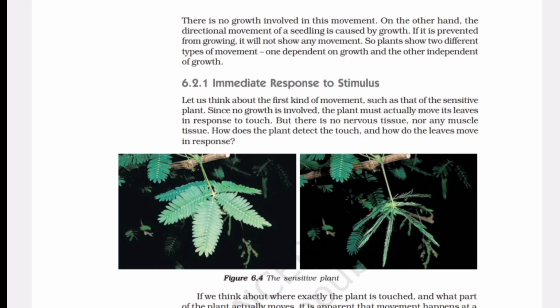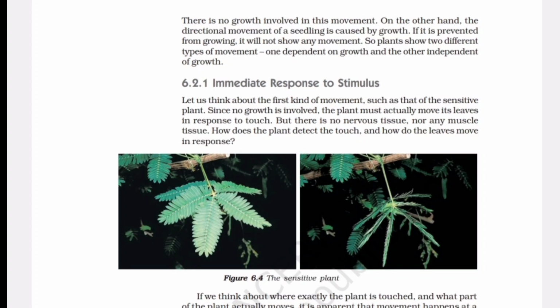Immediate response to stimulus. Let us think about the first kind of movement, such as that of the sensitive plant. Since no growth is involved, the plant must actually move its leaves in response to touch. But there is no nervous tissue, nor any muscle tissue. How does the plant detect the touch, and how do the leaves move in response?